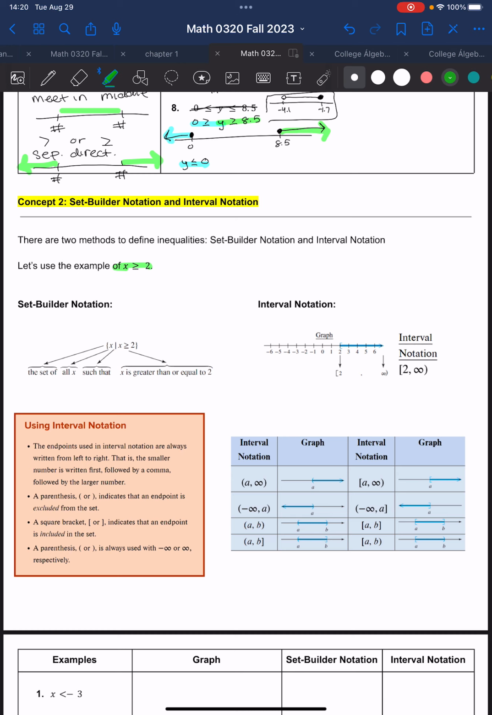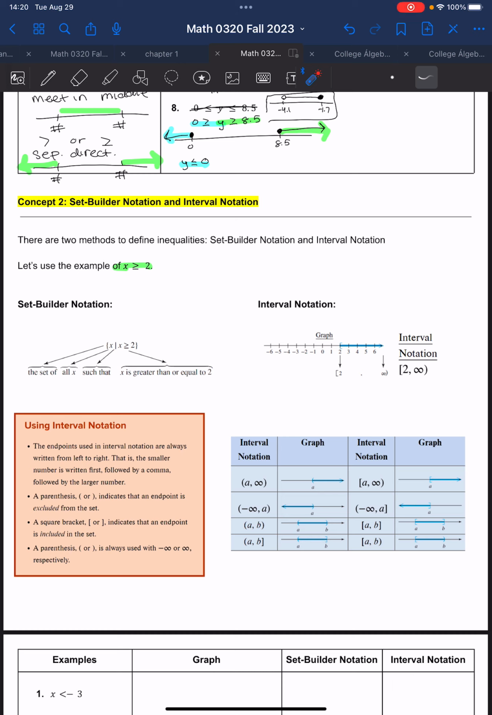In set builder notation, the way we would write that is with a curly bracket, which means the set of x, because that's the variable we're dealing with, then a vertical line meaning "such that," and then whatever the question is asking for: x is greater than or equal to 2. This part doesn't take really any work. All we're doing is taking the statement x is greater than or equal to 2 and putting it in that notation form.